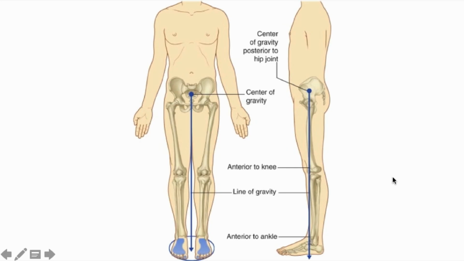Now, what's the major function of the lower limb? Well, it really has 2 major functions. One is to support the weight of the body with minimal expenditure of energy. So we as humans have evolved from 4-legged creatures to 2-legged creatures. So we walk upright.